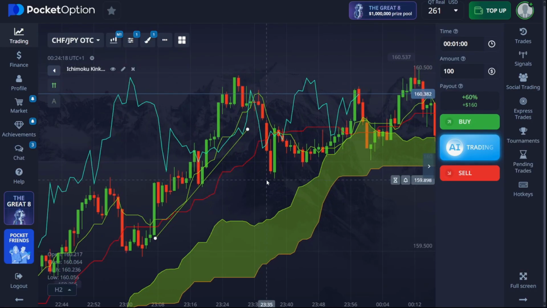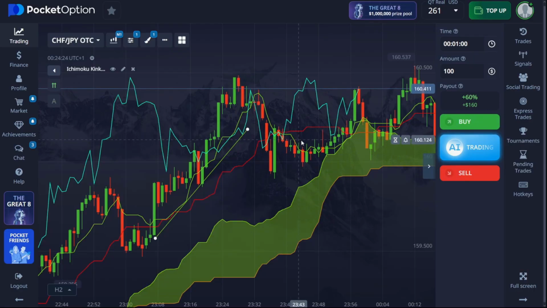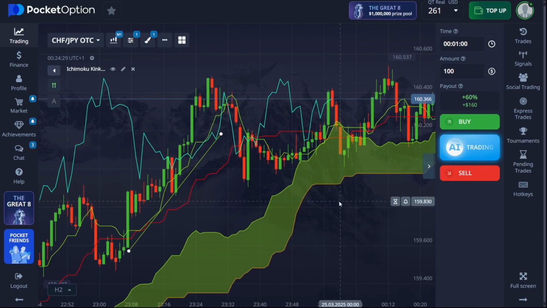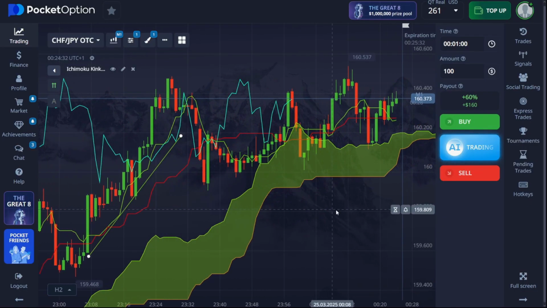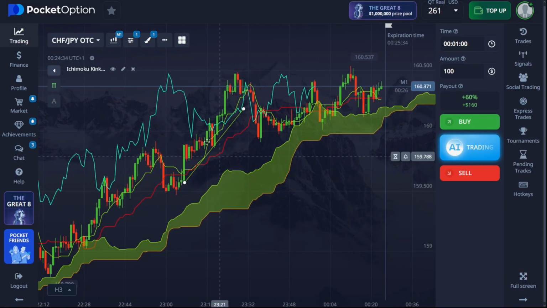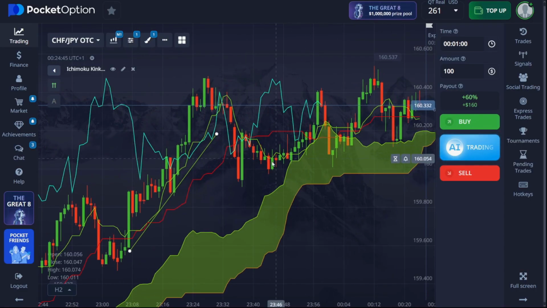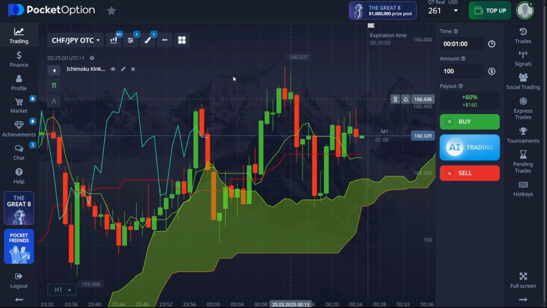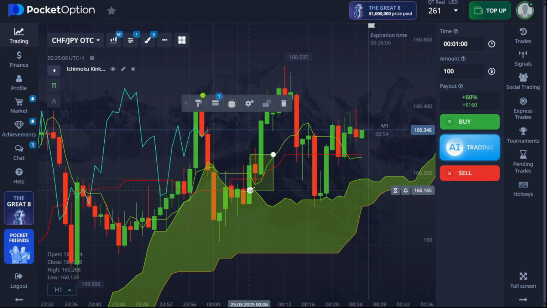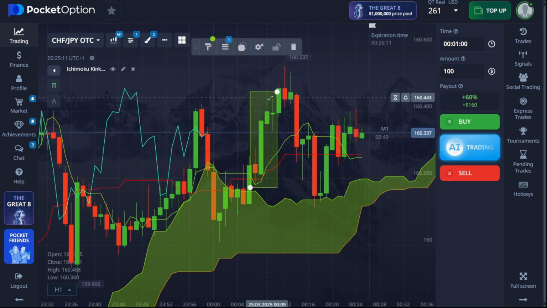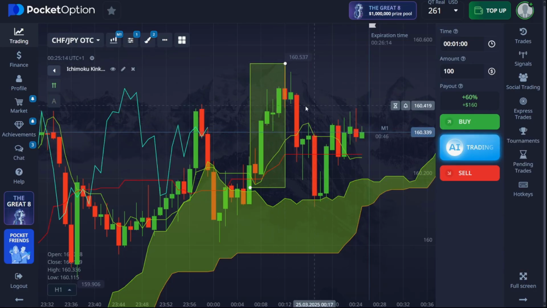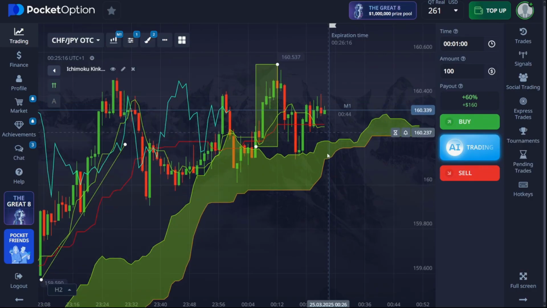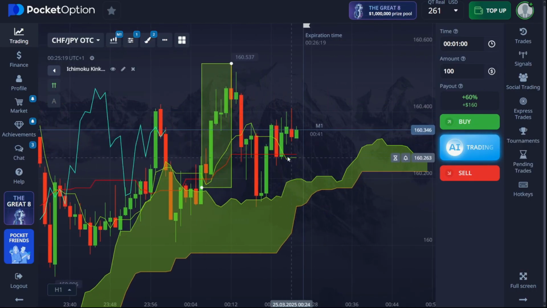If the red line is above the green, the sellers are stronger and you might consider sell trades. But if the price is still above the green cloud, it's better to wait until the green line crosses above the red. After the crossover, you can enter. For example, here, after the crossover, the price shot up. Clear confirmation. Right now, the green line is below the red and the payout percentage is low. We skip this pair and look for another one.